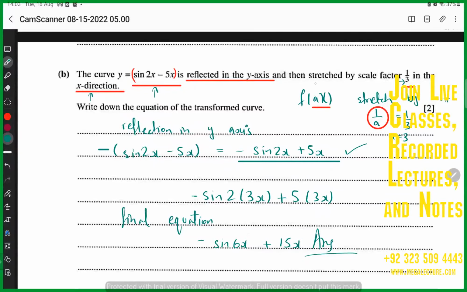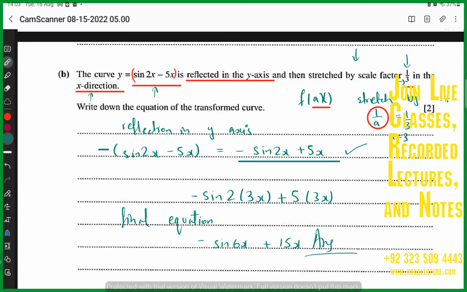Once this curve was reflected in the y-axis, after that it was stretched by a stretch factor of 1/3. This is important. Just think about it. Just recall at this point that it was stretched in the x direction. Things used to be opposite. This 1/3 would not actually stretch your curve. It would actually squeeze your curve, right? Your curve would become smaller.